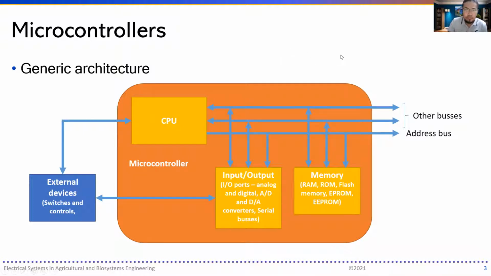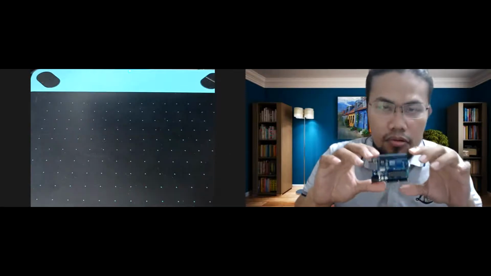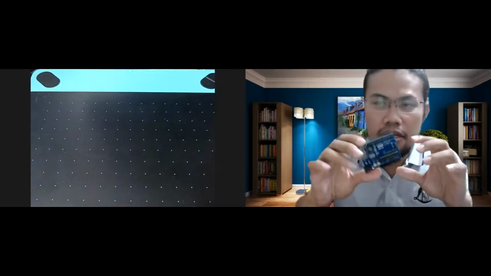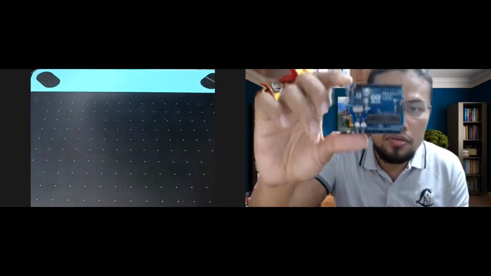Okay, let's move to the other camera to show this electronic device. So this is a type of microcontroller, the very first of its kind. No, this is actually a different generation already. So it's a board, and it has the different components, from the CPU to the memory, and then you have also the different input and output ports.